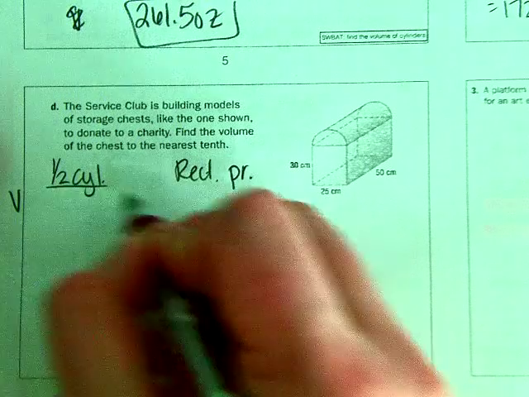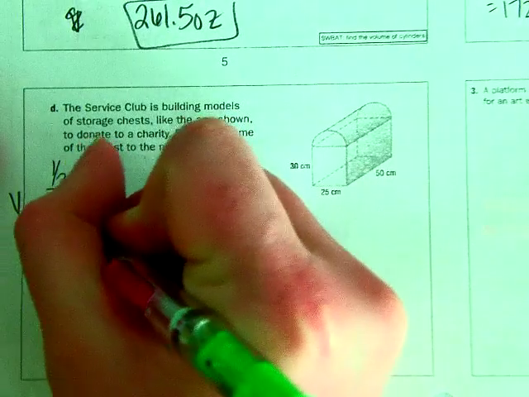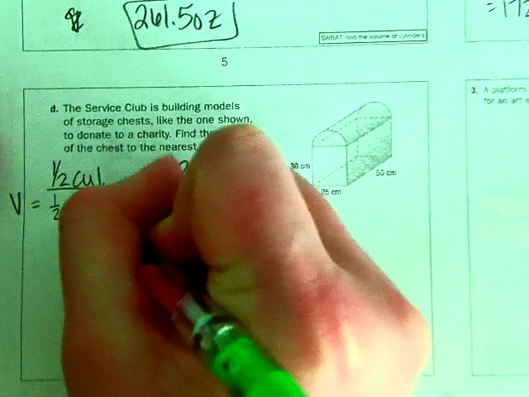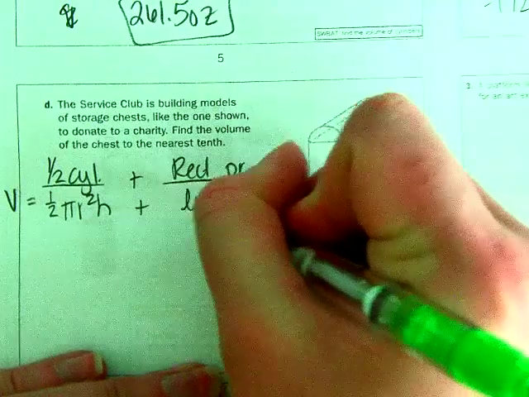So the volume of a half cylinder is going to be the same as a cylinder, but in half. So I'm just going to bring that half down, and that's pi r squared h. And I'm going to have to add these together because there's one on top of the other. Rectangular prism is length times width times height.